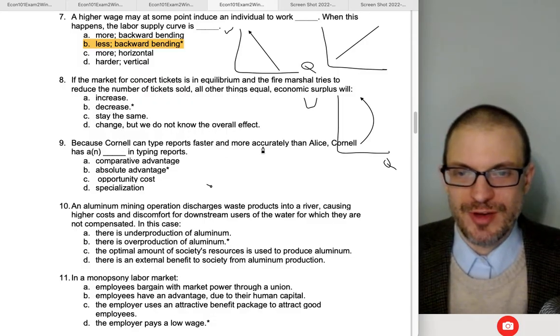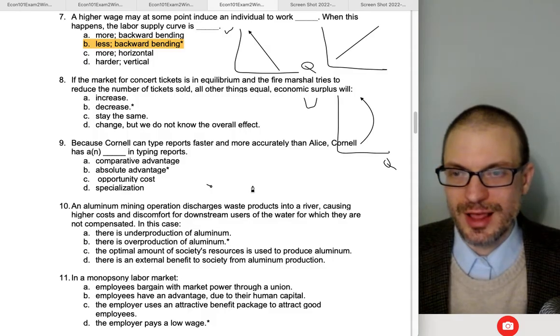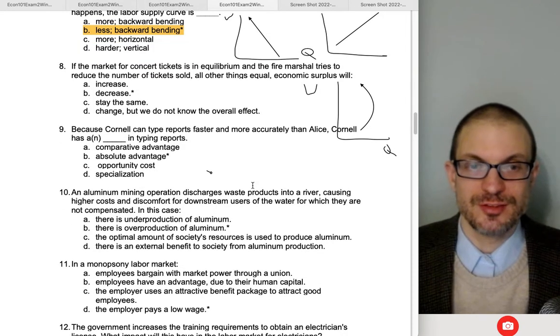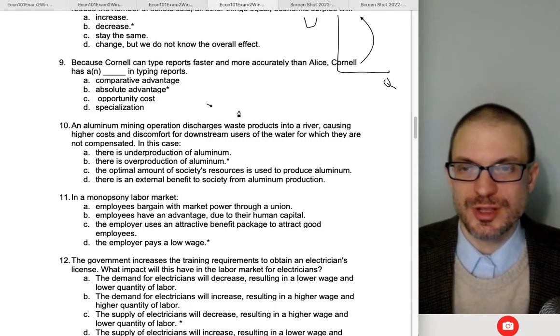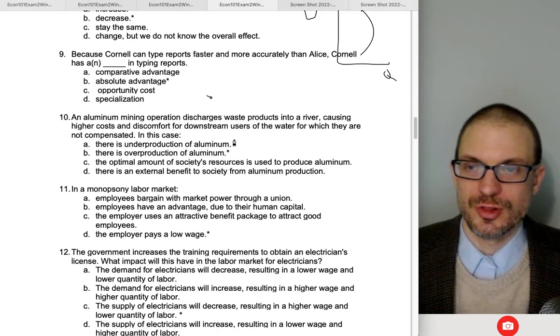Because Cornell can type faster and more accurately than Alice, Cornell has absolute advantage, right? Absolute advantage. To say something about comparative advantage, we have to know that they can produce at the lower opportunity cost.